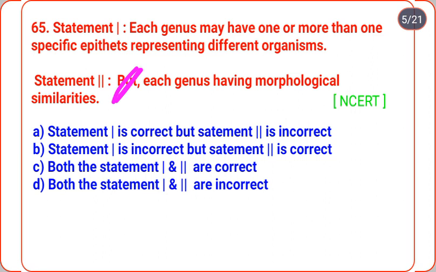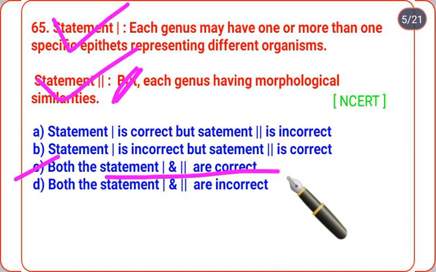So in this question, statement 1 and statement 2 are correct. I repeat, statement 1, genus may have one or more than one specific epithet representing the different organisms. Statement 2, is genus having morphological similarities? Yes. In this case, option C is correct. Both statement 1 and 2 are correct. Option C is the correct answer.